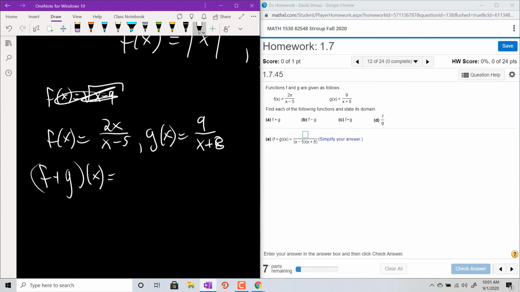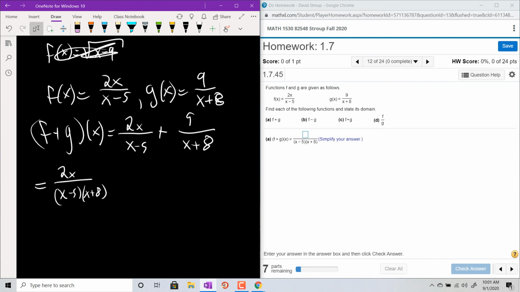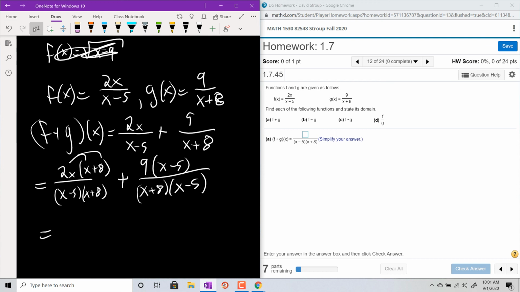They want you to figure out the numerator; they have the denominator. So 2x over x minus 5 plus 9 all over x plus 8. I need a common denominator, so I have 2x all over x minus 5 times x plus 8 in top and bottom, and then plus 9, and I need an x minus 5 in the top and bottom. I want to make the denominators look the same. Then I'm going to combine the numerators over the common denominator, and you can distribute as you go along.